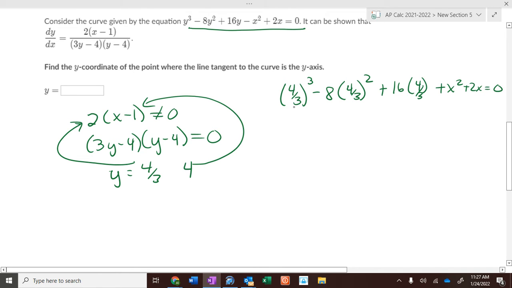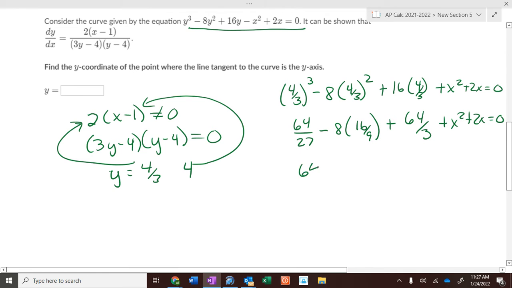Okay? So 4/3 cubed is 64/27 minus, this is 8 times 16/9. This is 64/3 plus x squared plus 2x equals 0. So this is 64/27. If we multiply top and bottom of this by 3, that's 48 times 8. What's 48 times 8? 96 times 4. So that's 384.